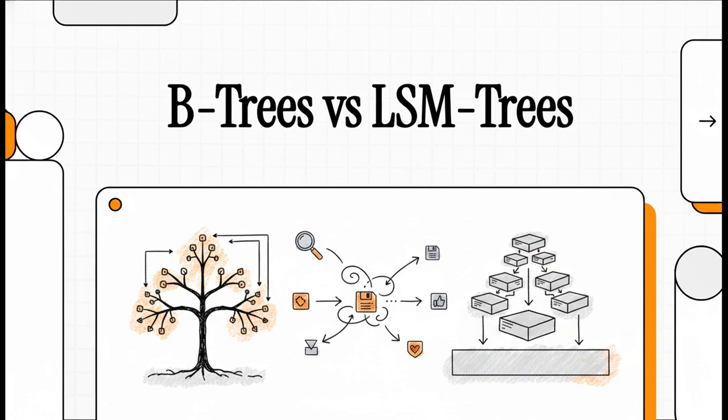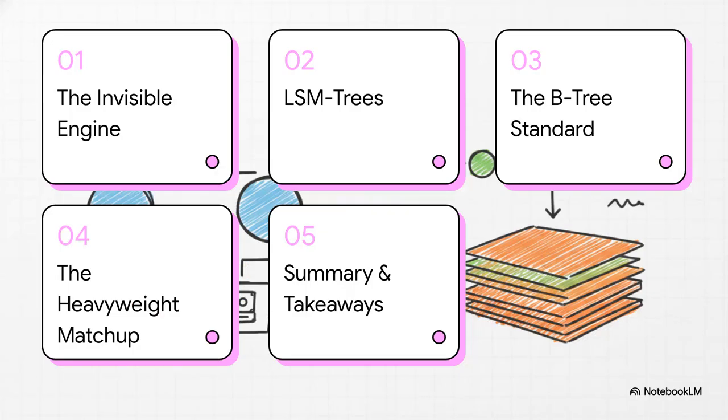And these tiny, invisible choices literally dictate whether a system is going to scale globally or just completely crash under pressure. So we're going to break down the two absolute heavyweight paradigms dominating the space right now, B-trees and LSM-trees. Okay, let's lay out our roadmap for today.